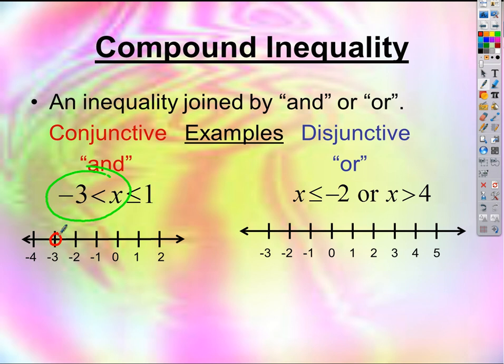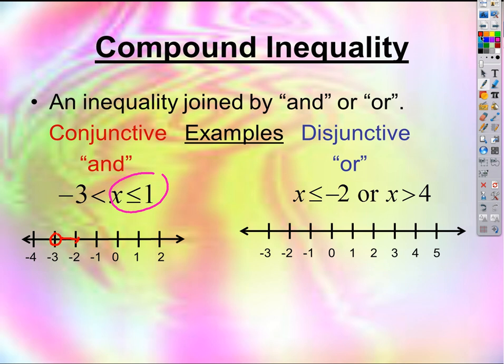To the right. Good, because I'm greater than. So I'm going to shade this way, right? Okay, now what about the other side? Let's look at the right side of that inequality. X is less than or equal to 1. What's that going to look like?